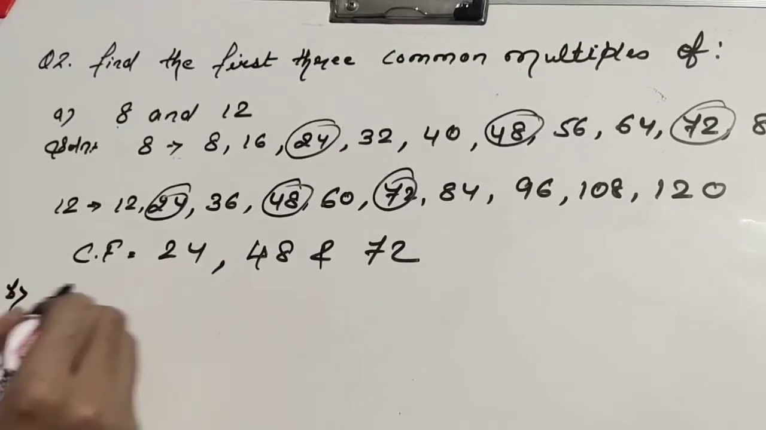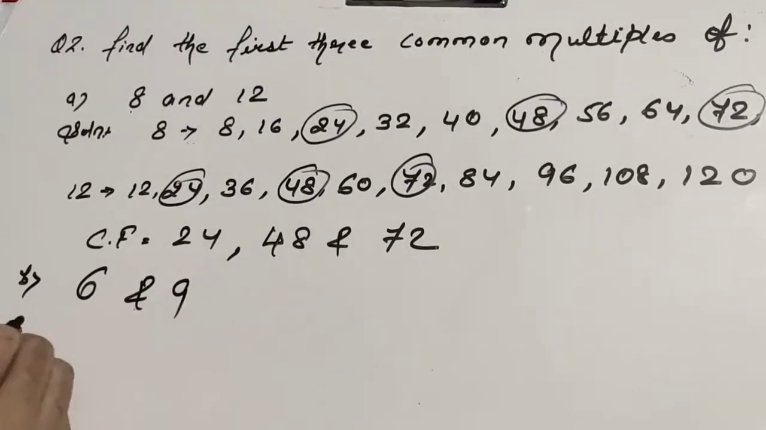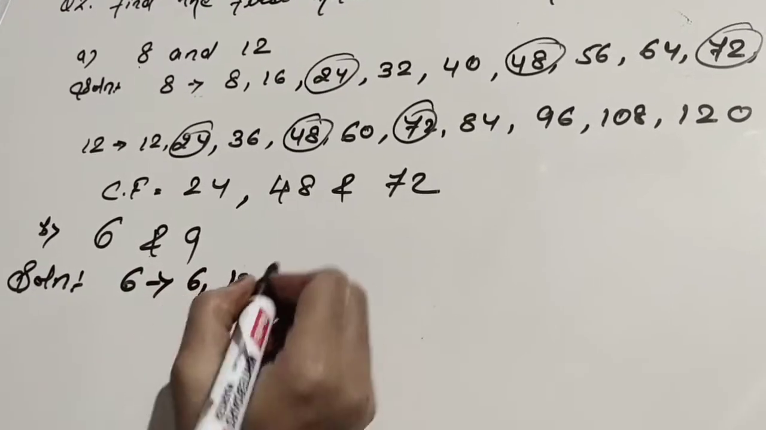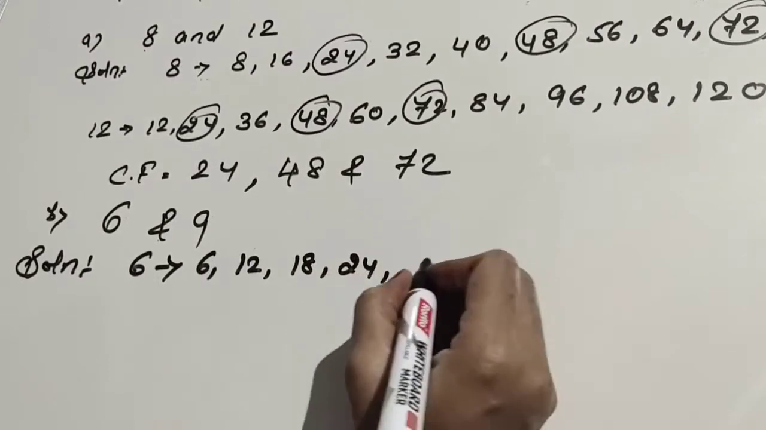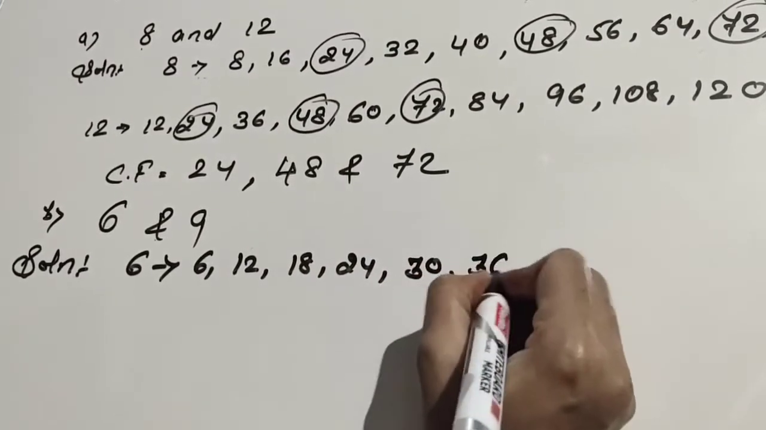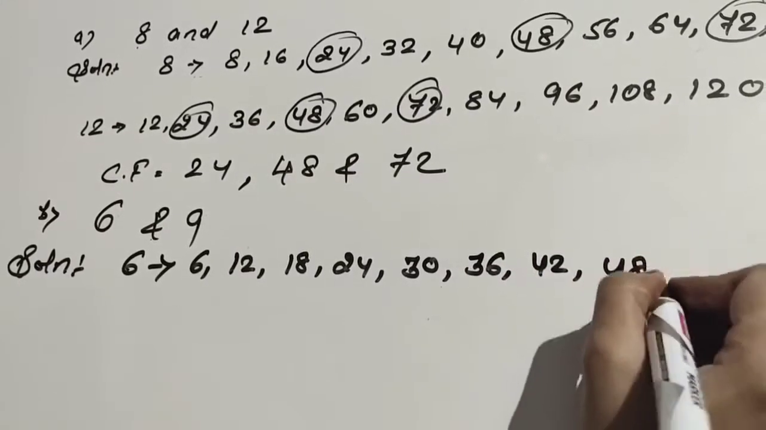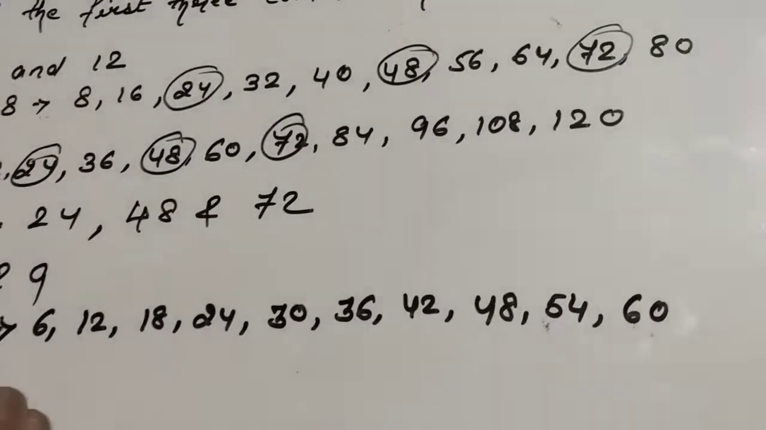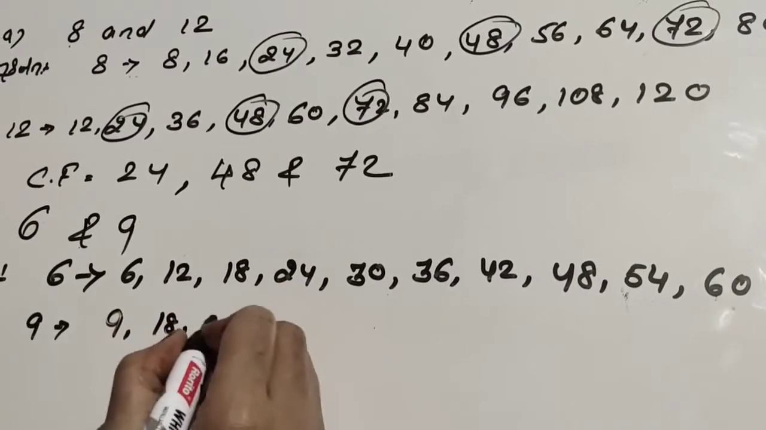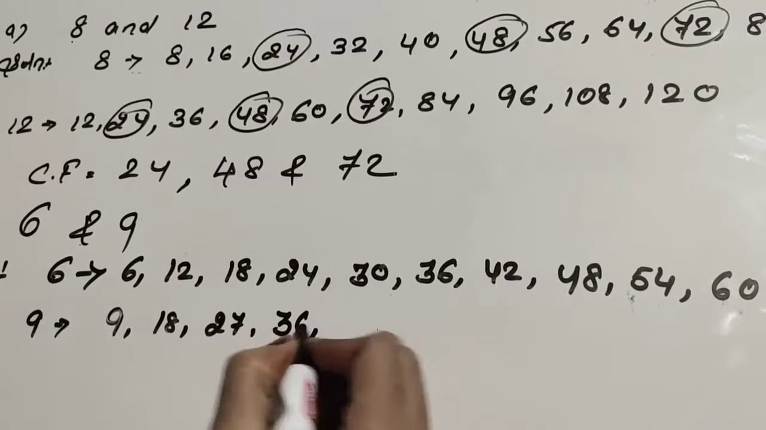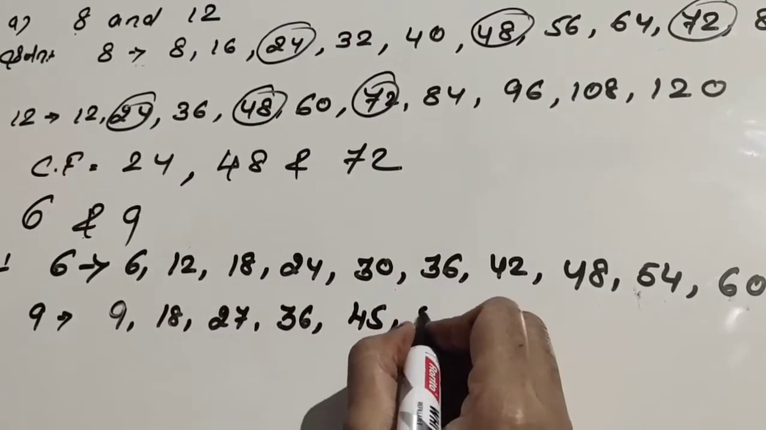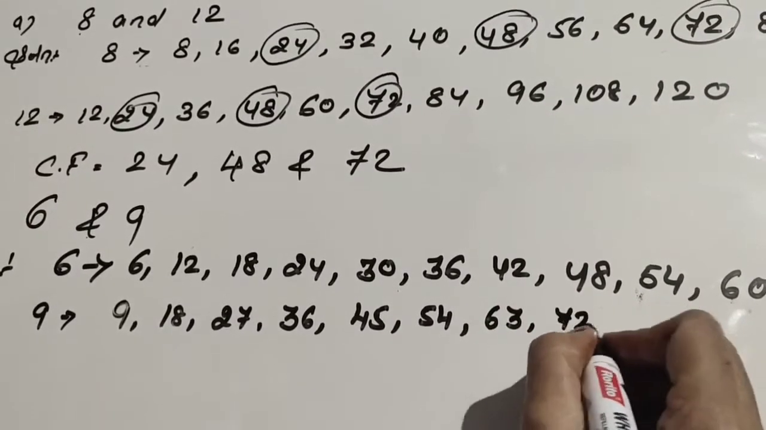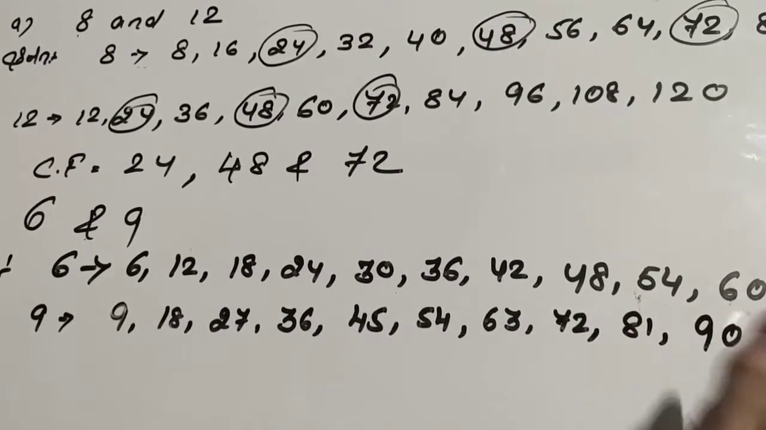Part B: 6 and 9. First of all, you will write the table of 6. 6 1 is 6, 6 2 is 12, 6 3 is 18, 6 4 is 24, 6 5 is 30, 6 6 is 36, 6 7 is 42, 6 8 is 48, 6 9 is 54, 6 10 is 60. Now the table of 9. 9 1 is 9, 9 2 is 18, 9 3 is 27, 9 4 is 36, 9 5 is 45, 9 6 is 54, 9 7 is 63, 9 8 is 72, 9 9 is 81, 9 10 is 90. Up to here you have to write it.